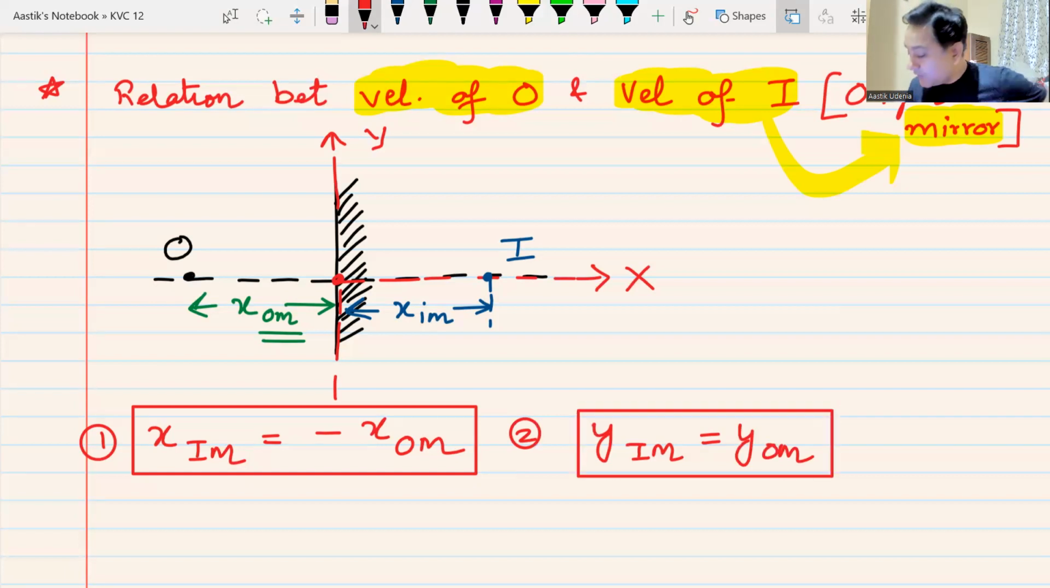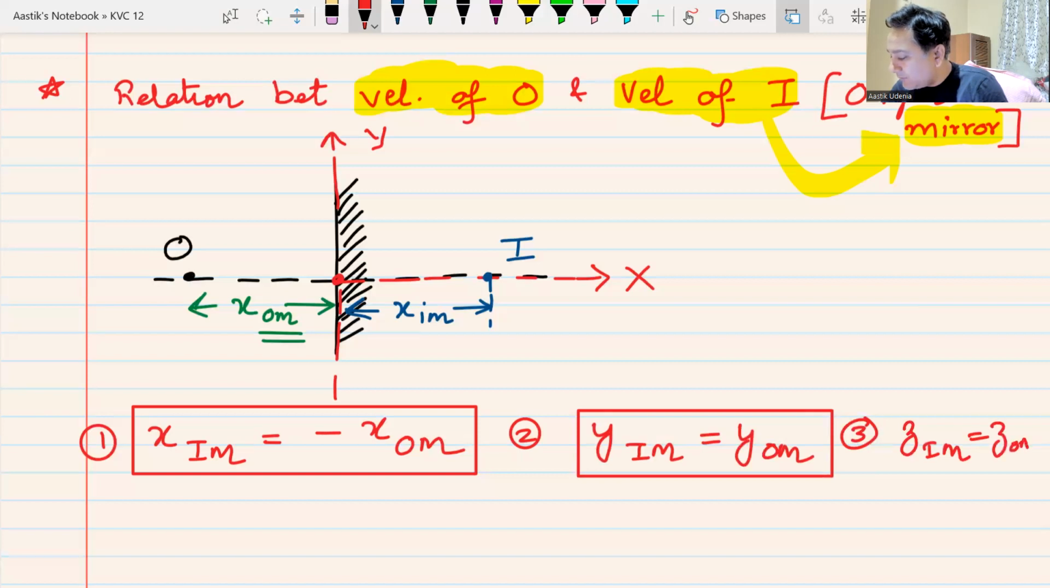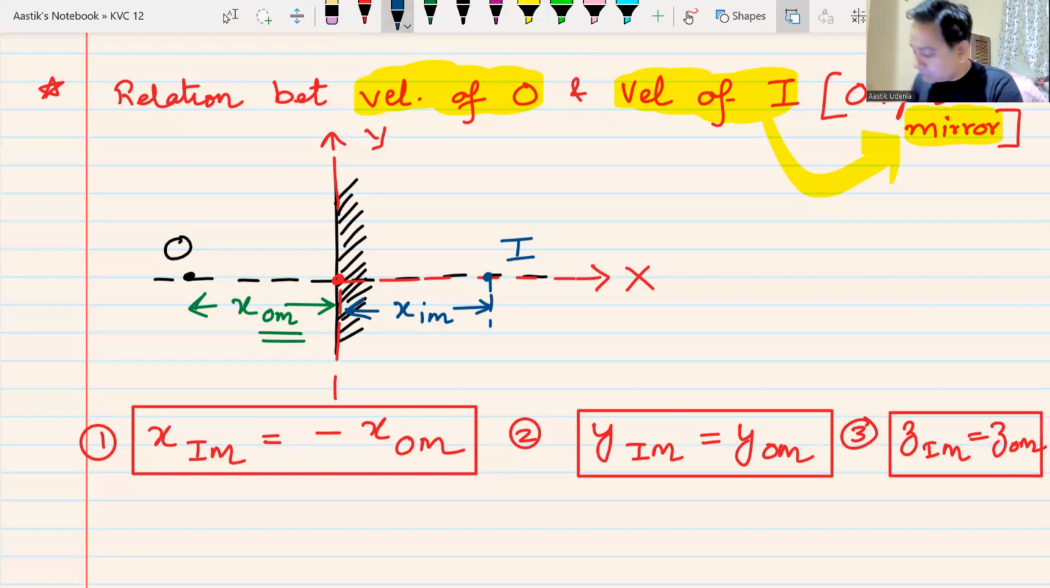Yes, sir. Well done, sir. Then you can tell me the third point as well. ZIM is equal to ZOM. Now we are talking. Remember, when a question comes in JEE, it might be in the form of all the 3 coordinates. If you remember this, you can do this. Now, I'll move on to the 4th equation.